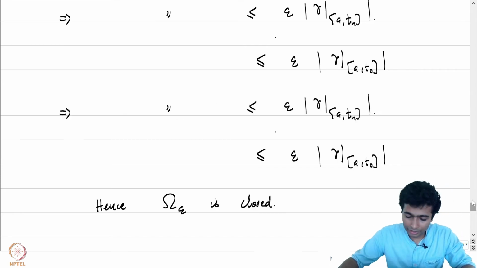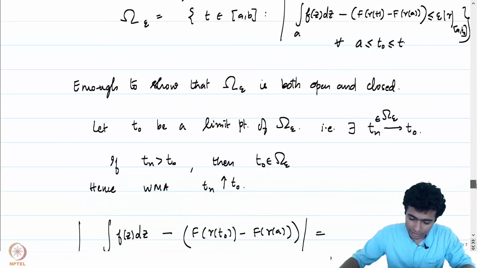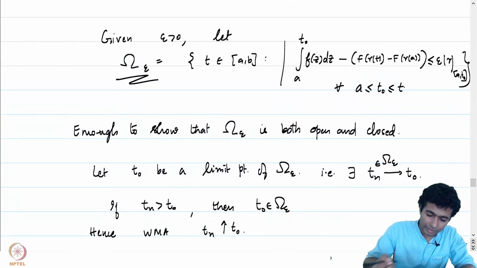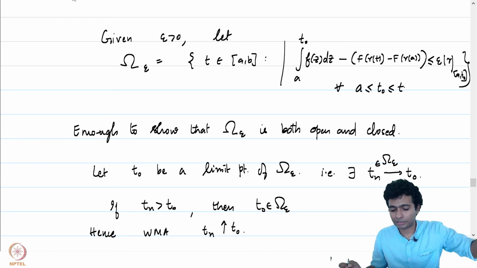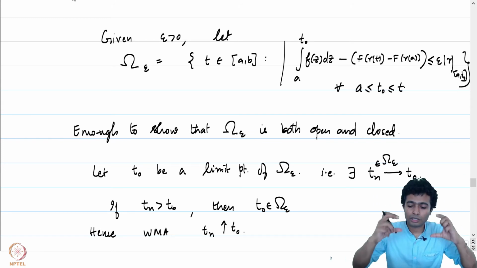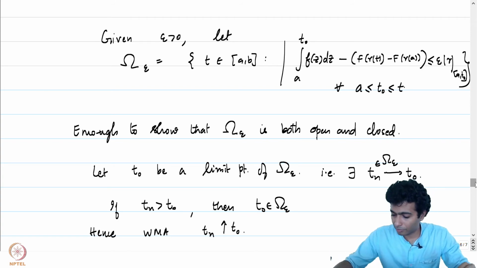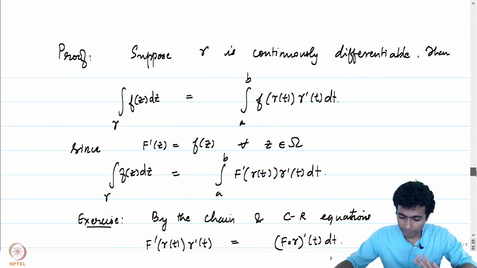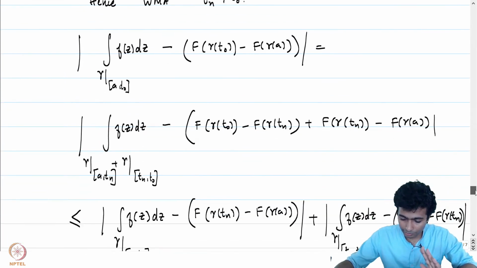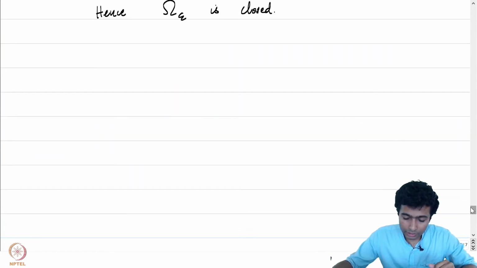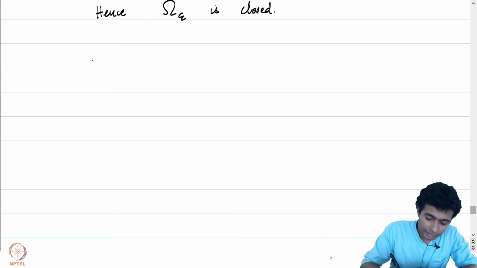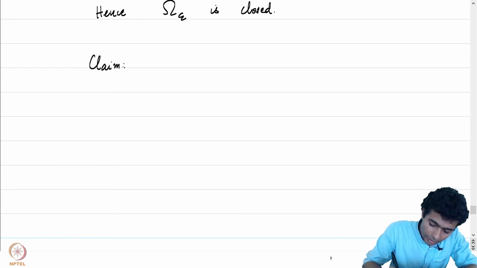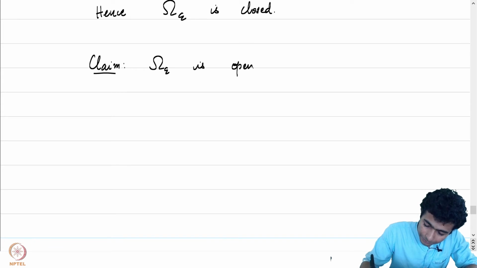Omega epsilon is the name we have given. I just changed the name from u epsilon to omega epsilon. So let me stick to the omega epsilon. Right now, omega epsilon is a subset of the interval AB, and it shouldn't be confused as being a subset of omega, even though I use the notation omega epsilon. All right, let us now prove that omega epsilon is an open subset as well. So the next claim is to prove that omega epsilon is open.